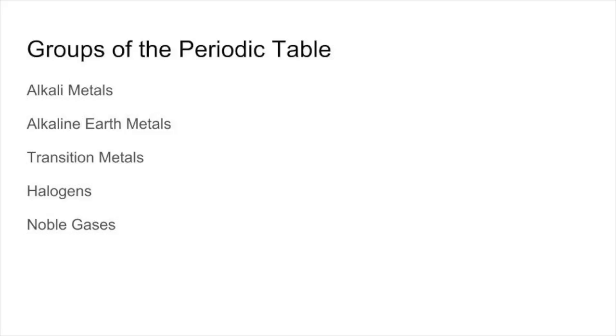When we say group, we mean a column. Each column has similar properties. This is because they have the same number of electrons on the outermost shell. Now, noble gases are really the most interesting group on the periodic table. This is because they have a complete electron shell. They do not bond with any other elements. They are completely content with where they are.